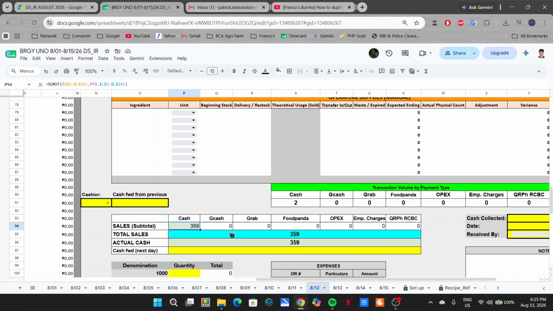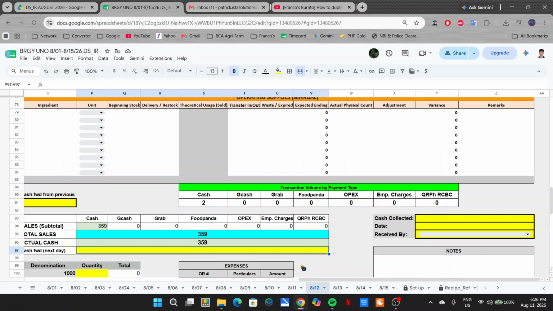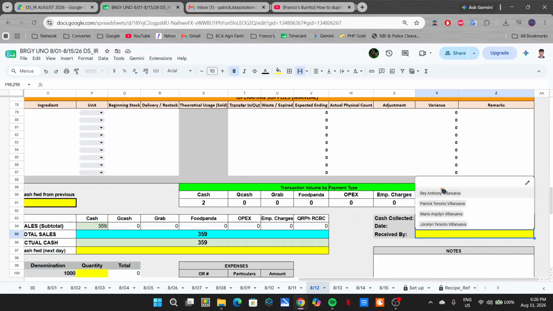So don't change this, please, as well as with our total sales and the actual cash. What you only have to input here as a cashier is the cash forward for the next day. Meaning the loose change, or yung panukle na ititira nyo sa inyong kaha para sa sunod na araw. Then of course, the cash collected, meaning the amount of money that you will have collected for the managers, and then the date when it was received, if ever, and then received by whoever here.